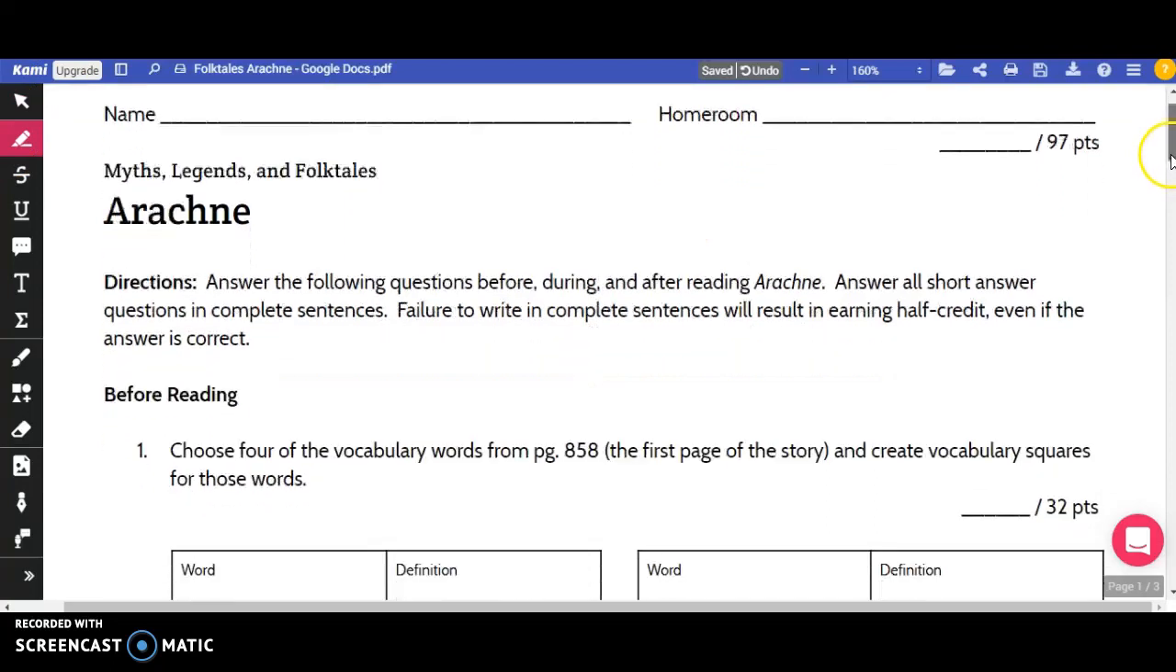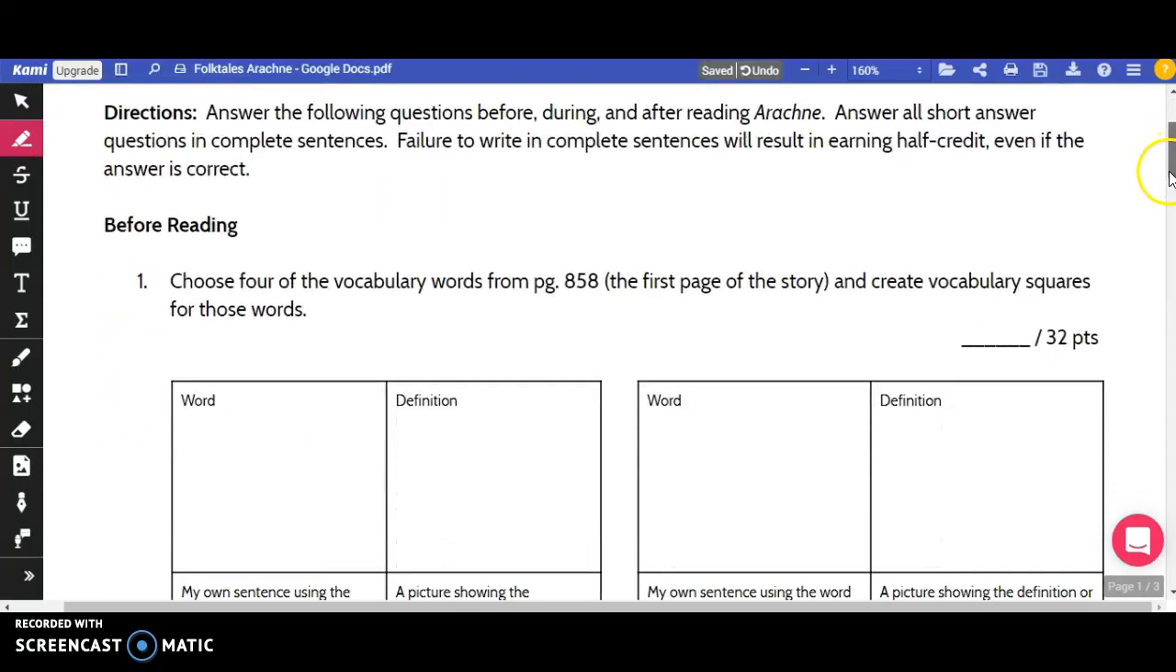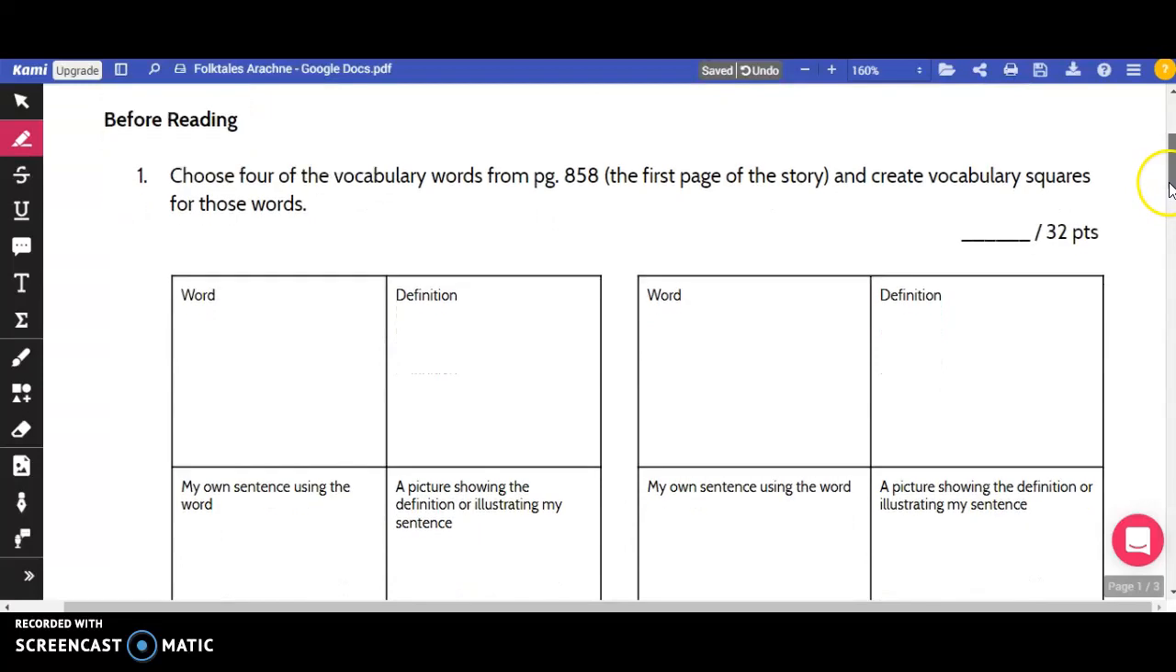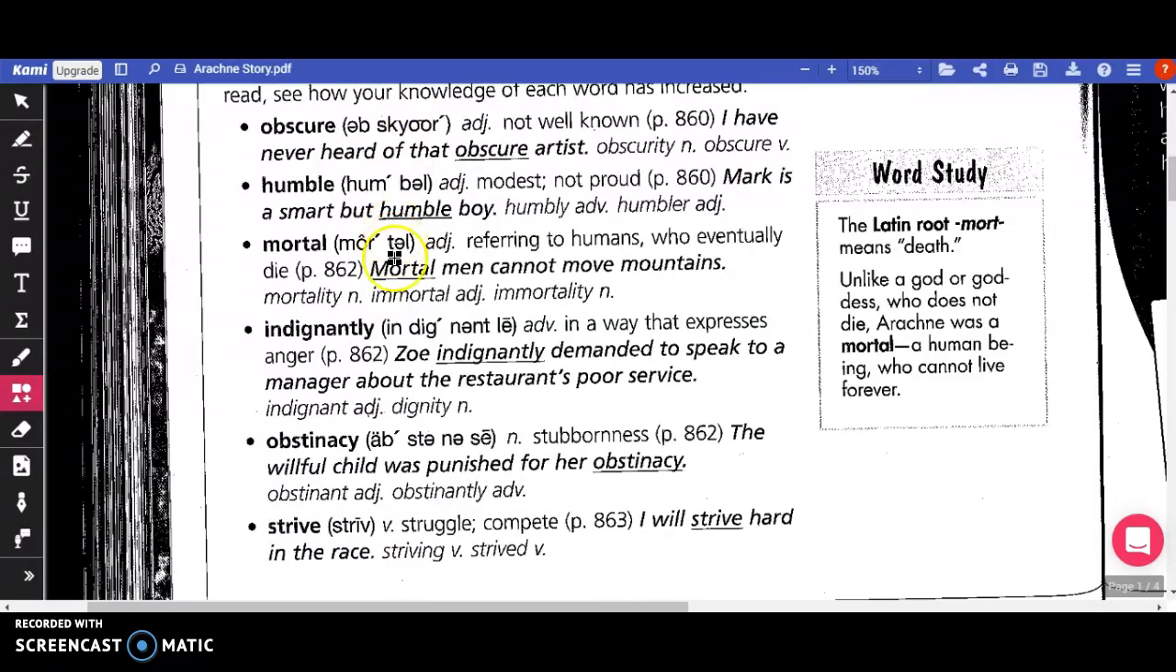The first question is actually 4 questions, and it is worth 32 points. Before you read, choose 4 of the vocabulary words from page 858, the first page of the story, and create vocabulary squares for those words. You can choose 4 of these. The words are obscure, humble, mortal, indignantly, obstinacy, and strive.